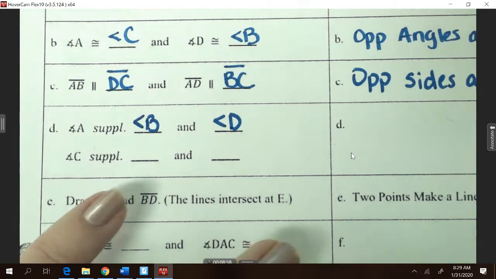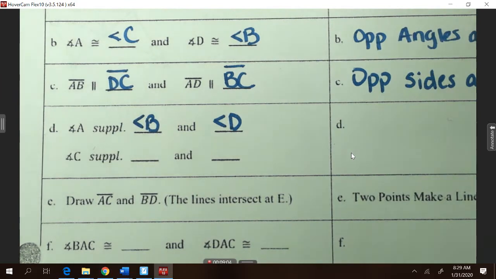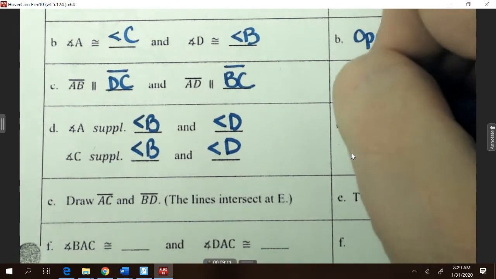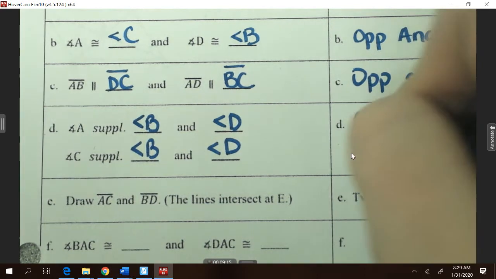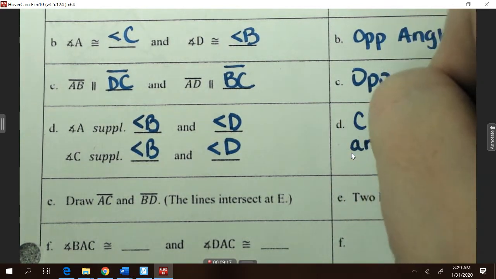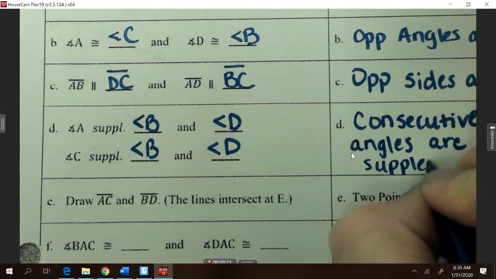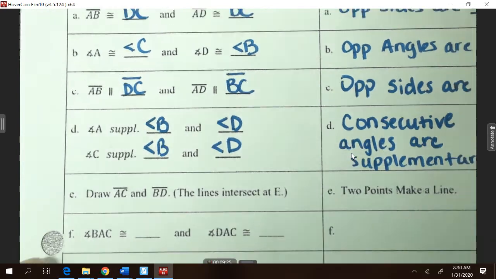And C, what would C be supplementary to? B and D. Did I do that right? A is supplementary to B and D. Yep, and C is supplementary to B and D. Okay, and that's because they're consecutive angles, right? Consecutive angles are supplementary. Okay.